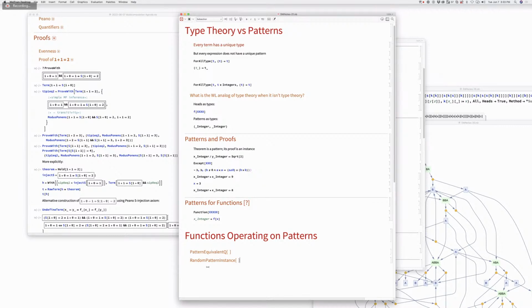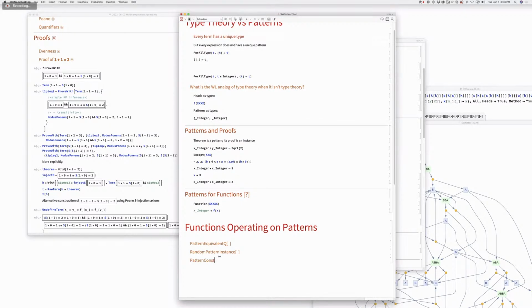What does random pattern instance do? Is it a uniform distribution? Because what the heck does that mean? No, I mean, does it have the same probability of producing every member of the pattern? And also, what does random pattern instance of underscore integer return? One. Always 17? Always one. No, I think it could return 17.